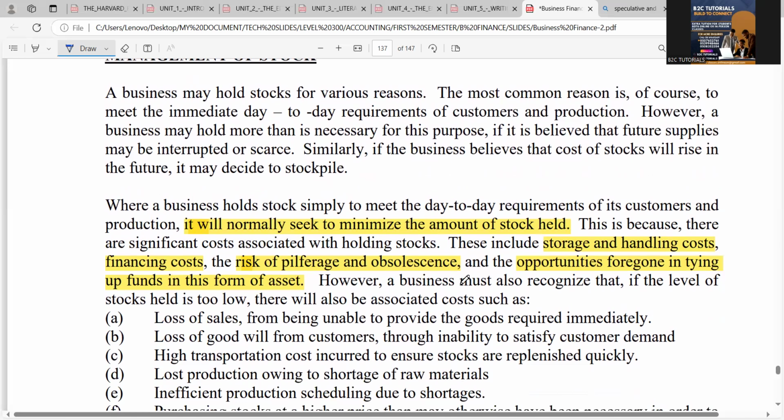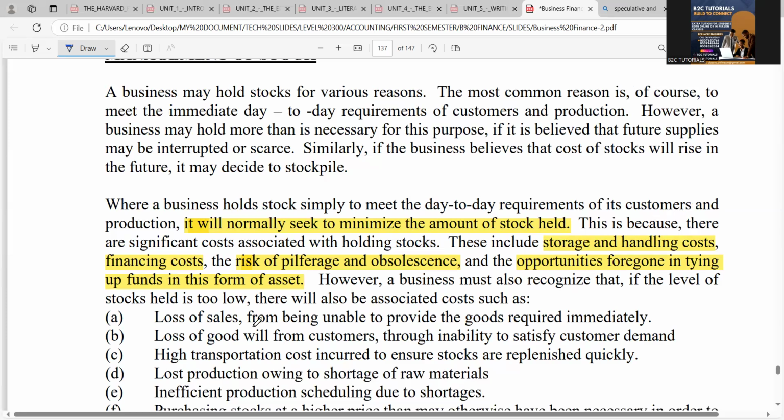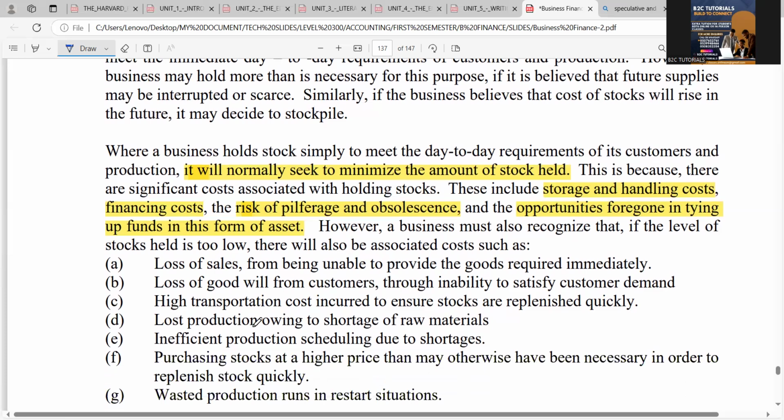It says, however, a business must also recognize that if the level of stock held is too low, there will be associated costs. So you don't need to keep too much stock to incur this cost, neither are you supposed to keep too little stock to incur this kind of cost. It says loss of sales from being unable to provide the goods required immediately. So people would want to buy from you.